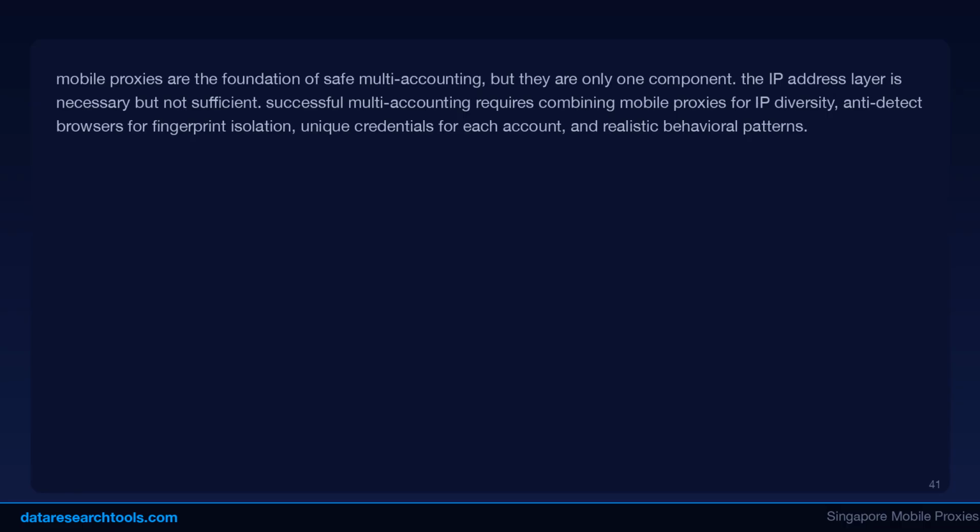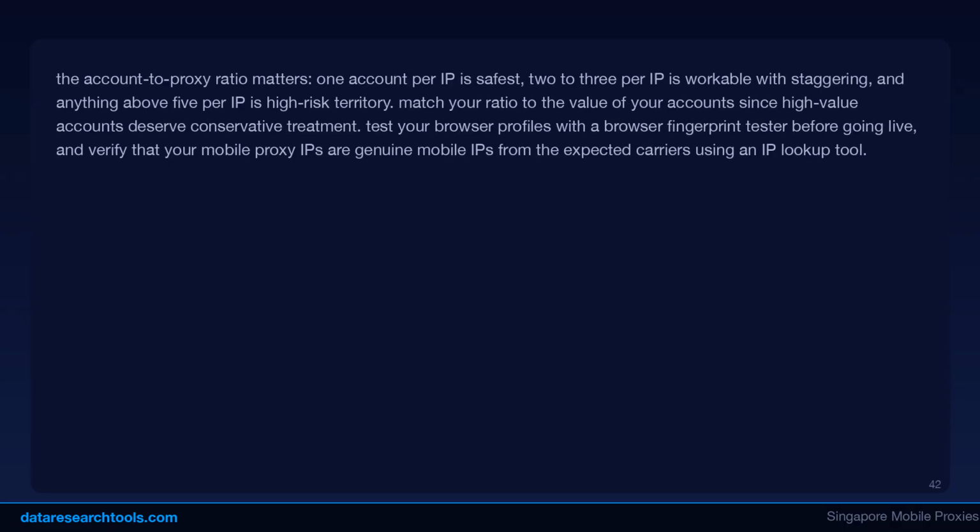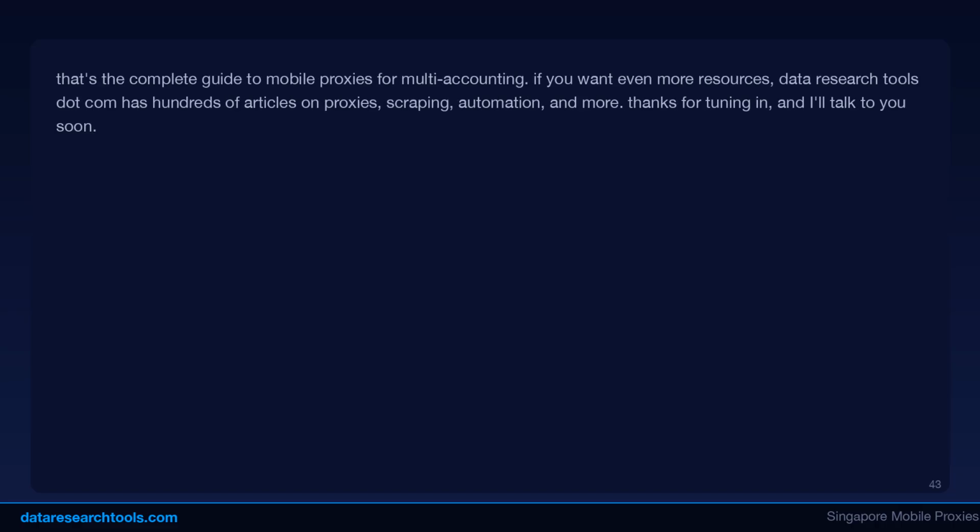Successful multi-accounting requires combining mobile proxies for IP diversity, antidetect browsers for fingerprint isolation, unique credentials for each account, and realistic behavioral patterns. The account-to-proxy ratio matters. 1 account per IP is safest, 2 to 3 per IP is workable with staggering, and anything above 5 per IP is high-risk territory. Match your ratio to the value of your accounts, since high-value accounts deserve conservative treatment.